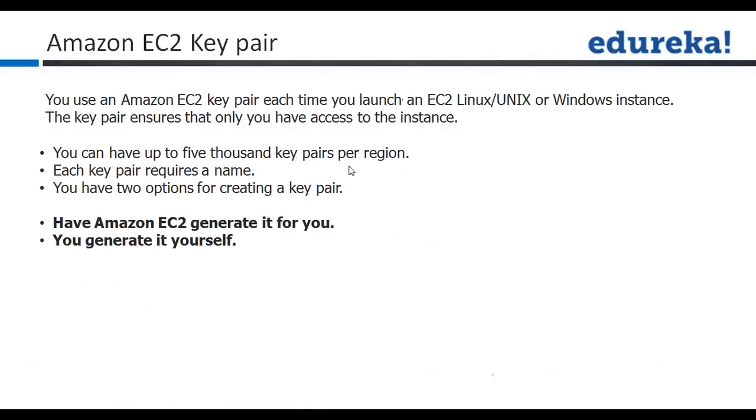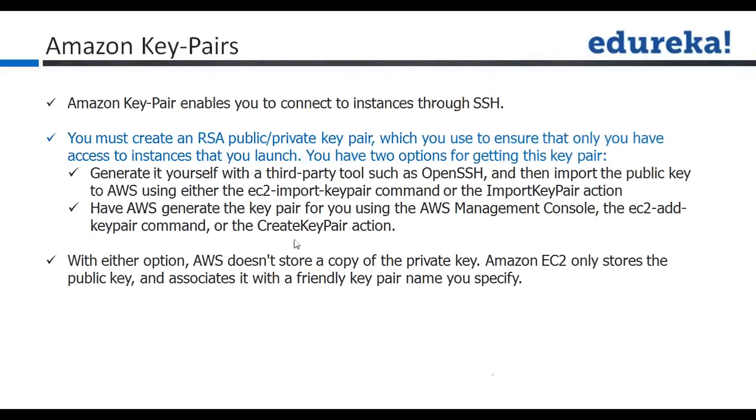So again, Amazon EC2 key pair. Each time you launch an EC2 instance with a Linux, Unix, or Windows instance, you assign that key pair to that. You can have up to 5,000 key pairs per region, and they will have a unique name for that region. Again, Amazon key pairs enable you to connect using SSH, or even to generate your Windows password using RDP, you can use the key pairs for that also.